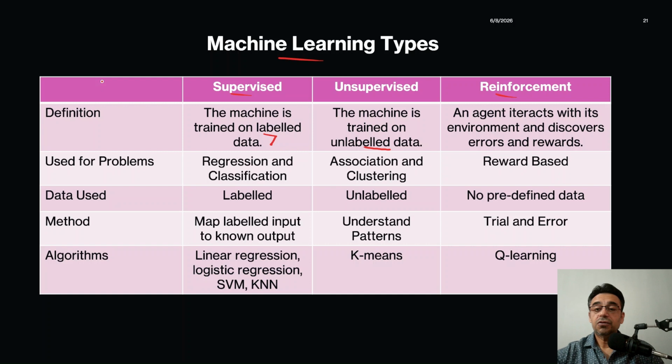Whereas in reinforcement, there is no data available. An agent interacts with its environment and discovers errors and rewards. So the agent is in totally unknown territory.